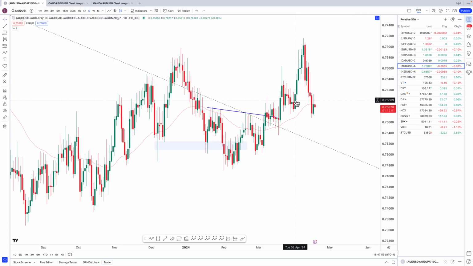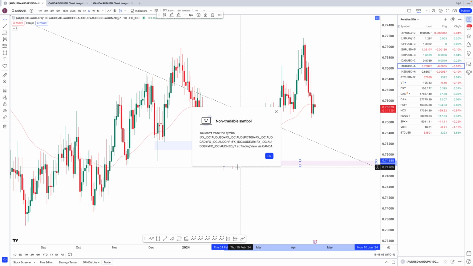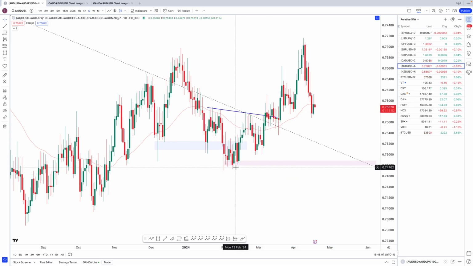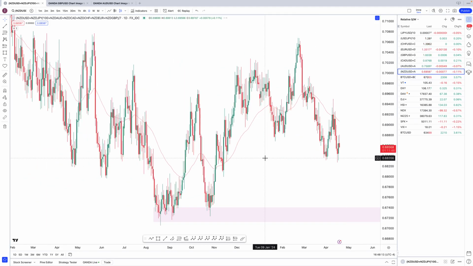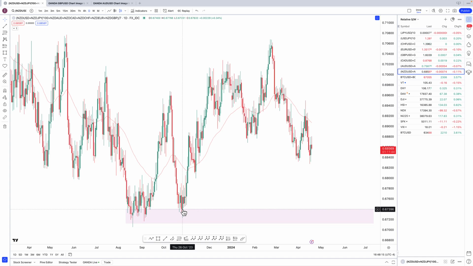Next up, we have the Aussie dollar, which has met its head and shoulders target to the upside. And I now think we're going to trade back all the way down to where we were near the first week of February. So quite a bit more downside in the Aussie dollar. And it's very similar in the Kiwi dollar, except in the Kiwi dollar, I think there's a good chance we revisit the lows from end of October 2023.